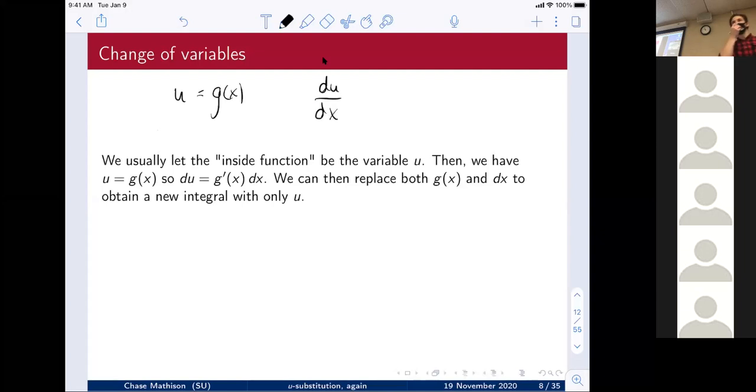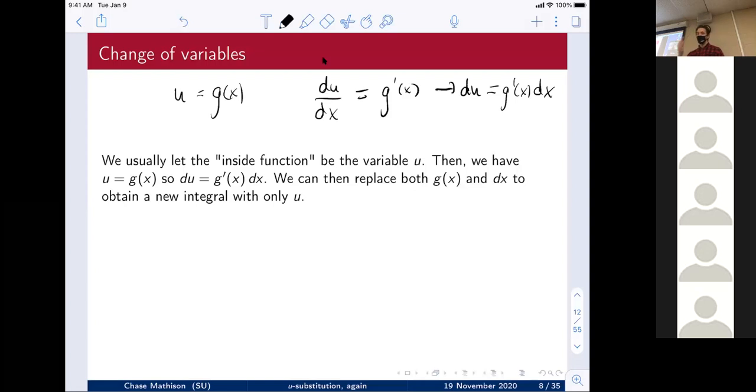If I take a derivative with respect to x on both sides of u equals g of x, I'm going to get du/dx on the left. On the right, I take a derivative with respect to x. That's just g prime of x, right? Equals g prime of x. And then you can think of the derivative on the left, du/dx, as a fraction. And then you can move the dx over. Okay, and this tells you that du equals g prime of x dx.